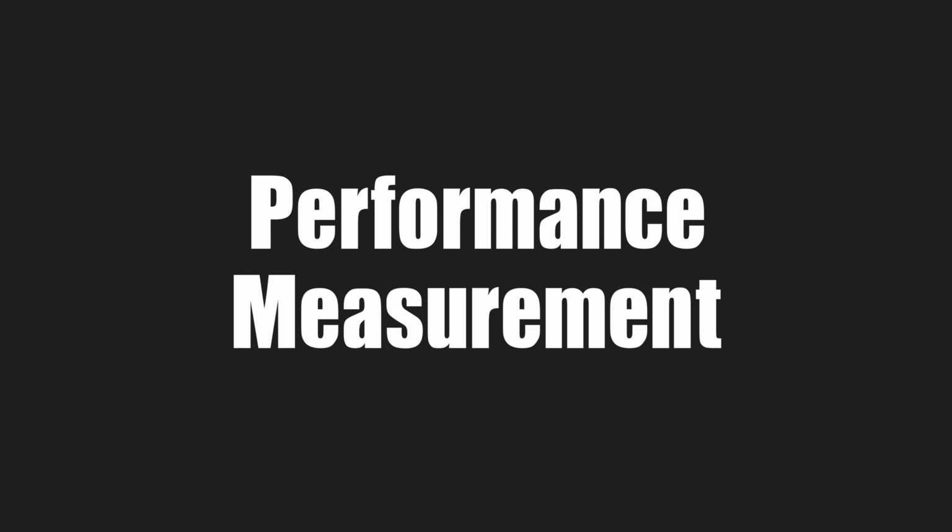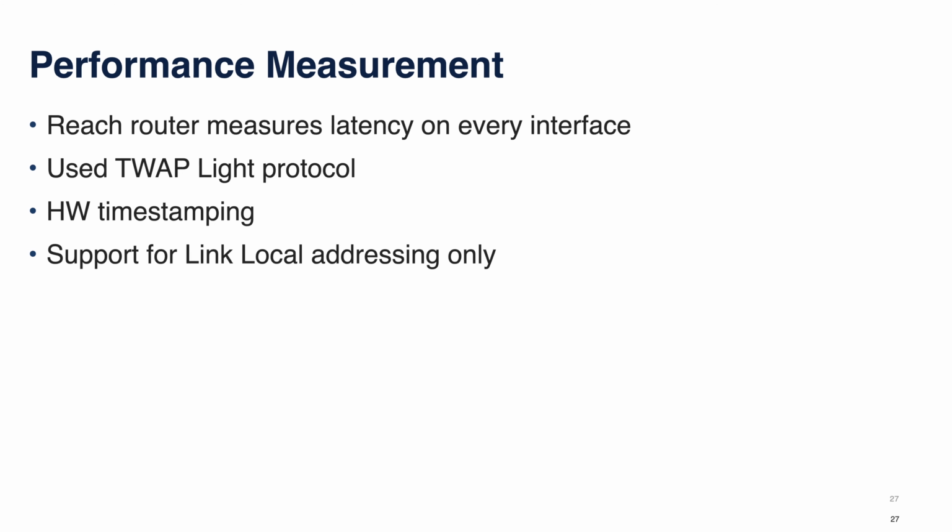PM has been on Cisco routers for a while already, but in 7.3.1 we are bringing support for IPv6 link-local addressing. That again simplifies overall configuration. The main objective of performance measurement is to measure latency on every single link in the network. It is measured by probes using the TWAMP Lite protocol, and that information can be either streamed using telemetry or can be used by the IGP protocol as an additional metric.